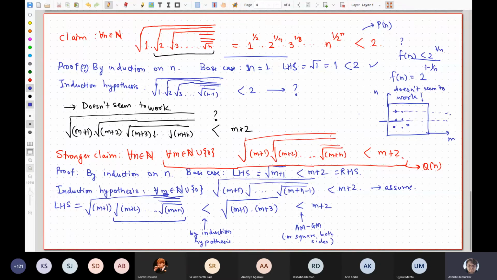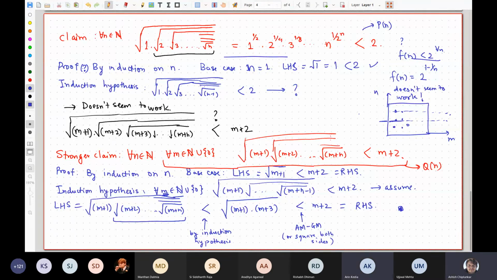Right, so here you will get m squared plus 4m plus 3 on the left hand side, and on the right hand side you will get m squared plus 4m plus 4. Yeah, you're right. Okay, good. So we can take m plus 2 as x, and it will become x square minus 1, which is less than x square. Fine. Makes sense. Awesome. Right. So this finishes the proof.